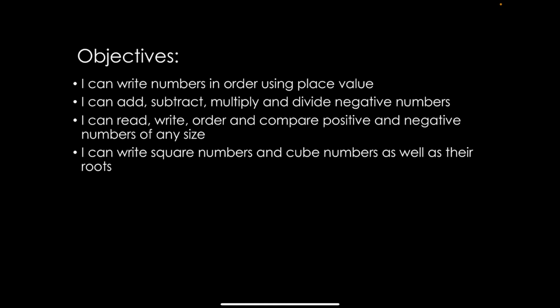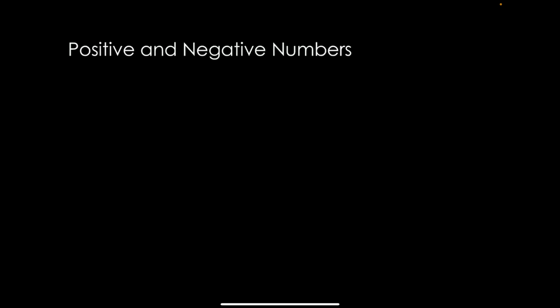Now your objectives for this lesson are a little bit more in depth. You are going to be able to write numbers in order using place value, add, subtract, multiply and divide negative numbers and positive numbers of positive and negative size, and write square numbers and cube numbers as well as their roots. Okay, so hopefully we can get through quite a bit and you can understand the majority of the lesson today. Okay, first of all then we are going to look at positive and negative numbers.